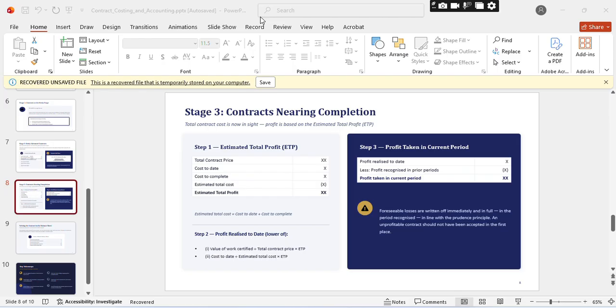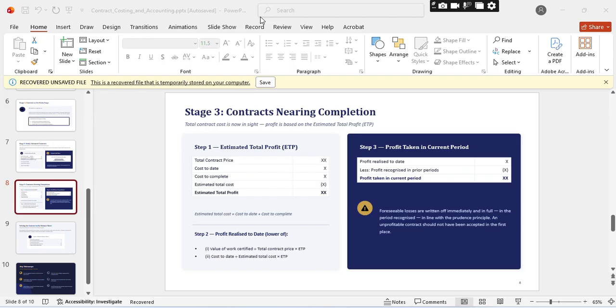Now how do we determine the estimated total profit? The estimated total profit is the total contract price less the estimated total cost. This will give us the estimated total profit. Now the estimated total cost in this case is recognized as the cost to date plus the cost to complete.